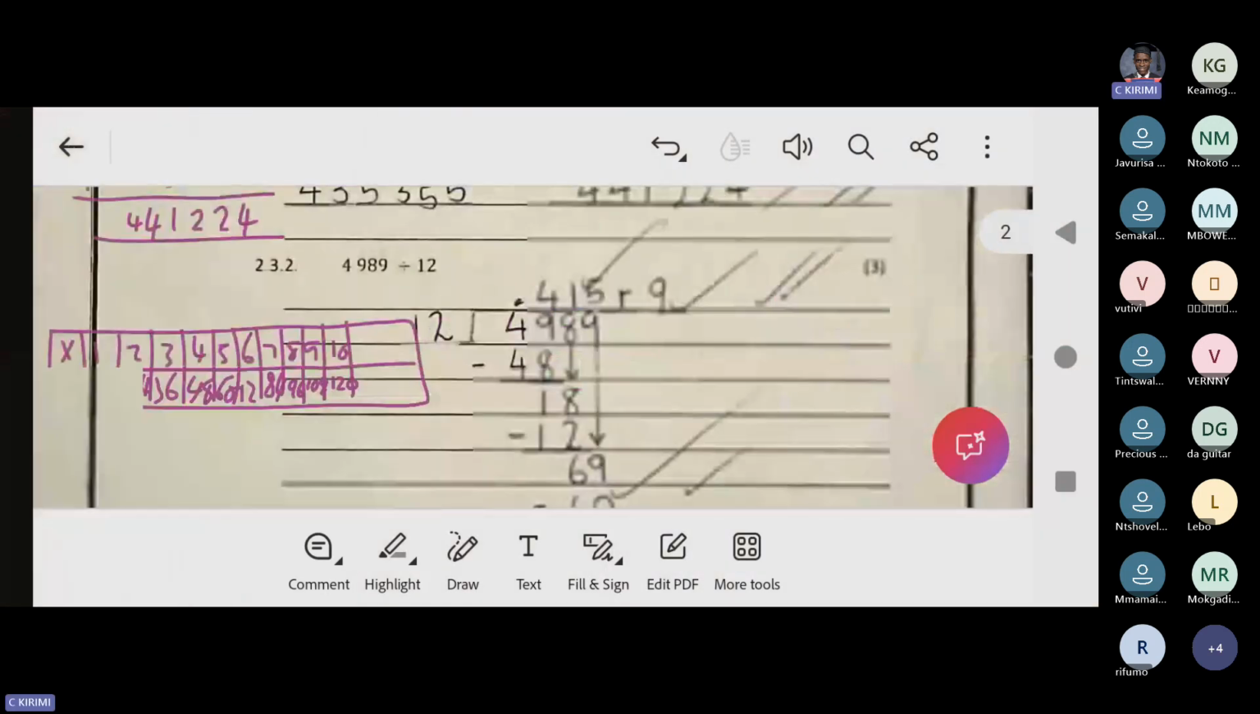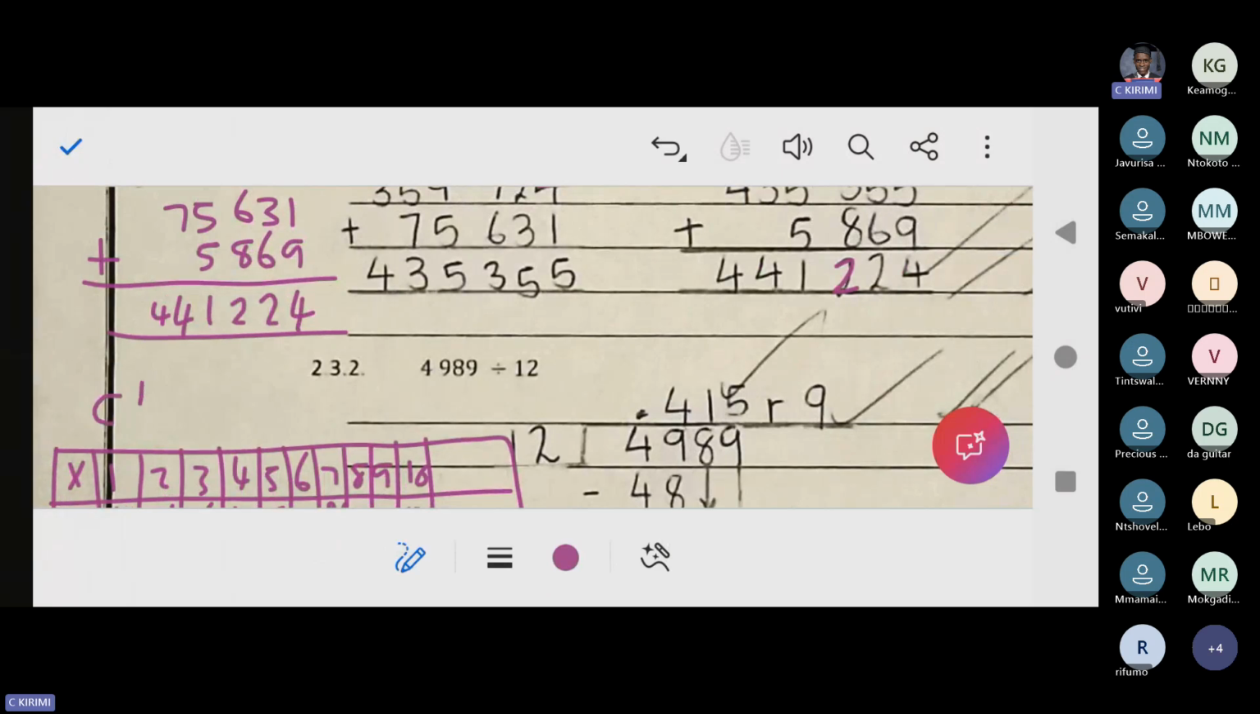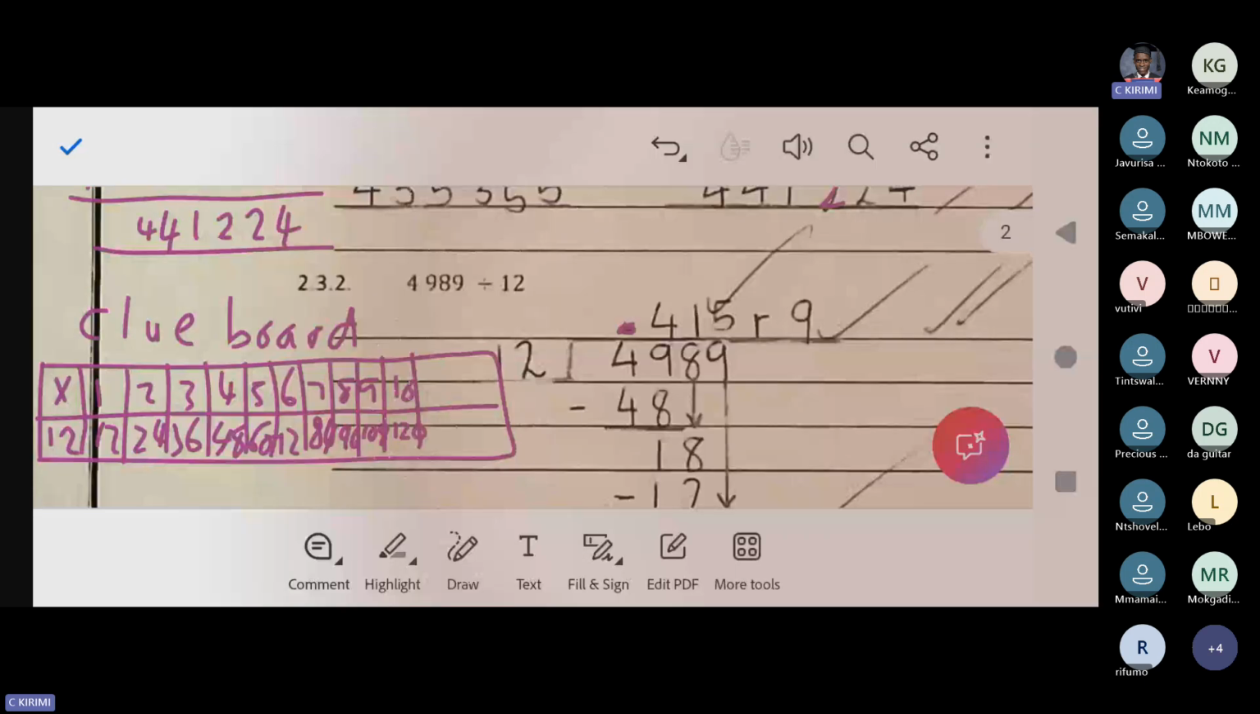Whenever you get a division problem, you must have your clue board. You are adding those numbers to assist you. So when you are doing long division, 12 goes into 4? It can't. You put your dot. Then you say 12 goes into 49. How many times? You check on your clue board how many times 12 is getting into 49.